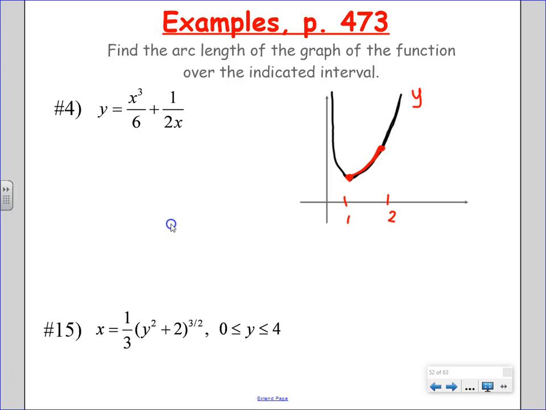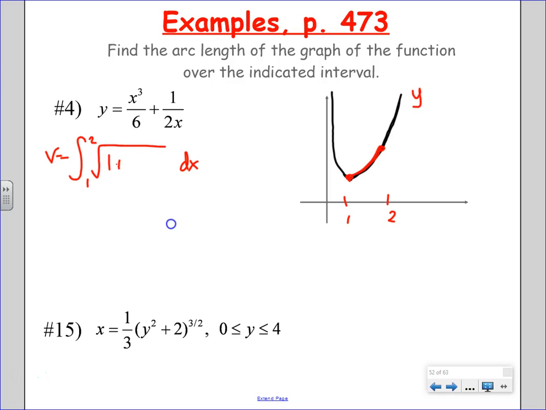So question, if I want that length, what do I do? I say it's in terms of x, so I want dx. That's literally all it is. You just pick which one you like. And yeah, we're not solving now. 1 to 2, because that's the interval I want the arc length over, right?